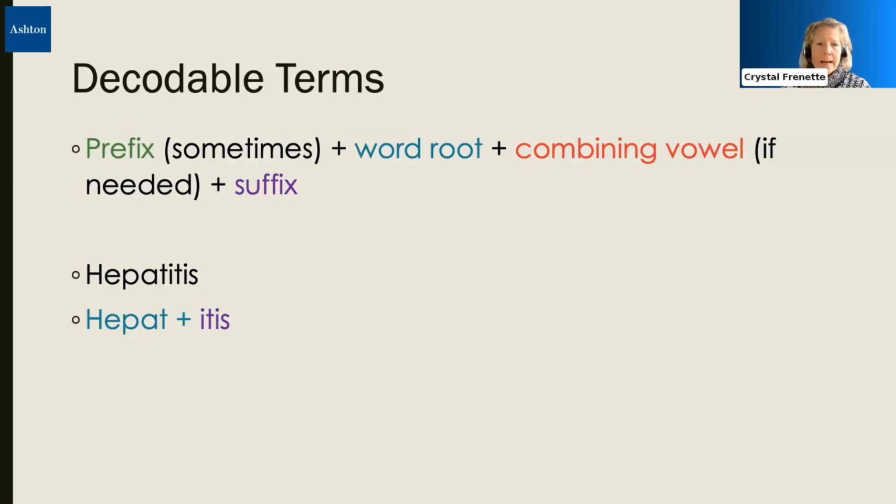So in this case, hepato is the word root, but ultimately hepat means we're talking about the liver. So what do we have? We have inflammation of the liver. Other words with itis, you might have heard tonsillitis. Well, we've got an itis, so we've got inflammation of the tonsils.